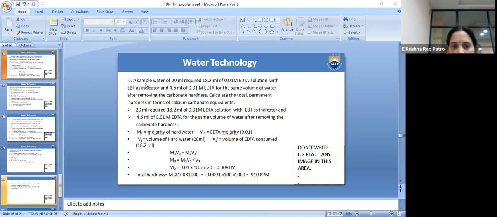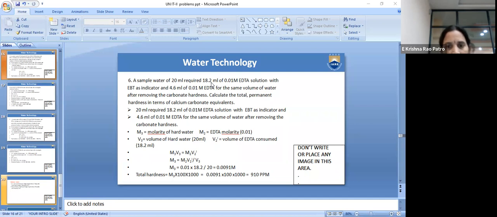Now here you write standard hard water. Next one, continue the problem. Standard hard water of 20 ml required 21.5 ml of EDTA. Volume of standard hard water, that is 20 ml we are taking, required 21.5 ml of EDTA. Next line.